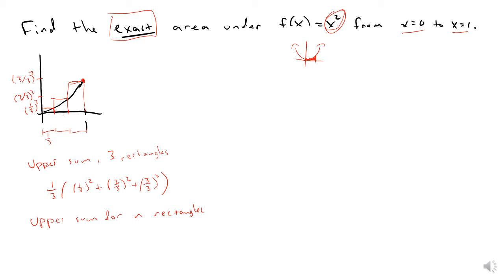So if we have n rectangles, what's the base of each rectangle going to be? Let me draw our picture real quick. If we're doing n rectangles, then we're splitting this interval between 0 and 1 into n pieces. So I'd have 1/n, 1/n, 2/n, and then however many, whatever n is, out to finally at 1, this would be n/n.